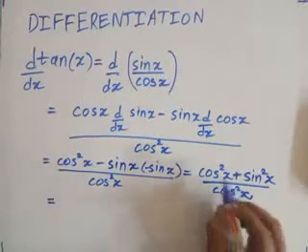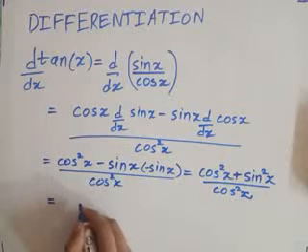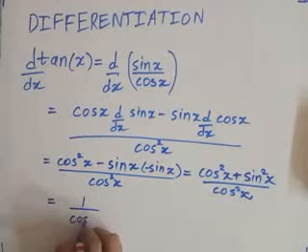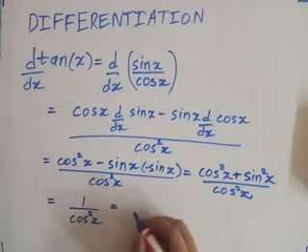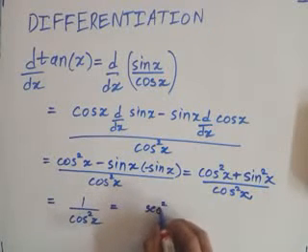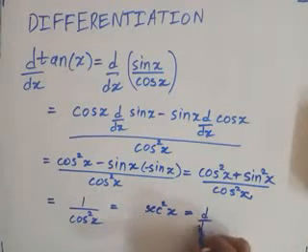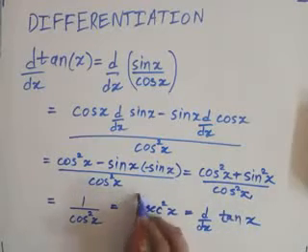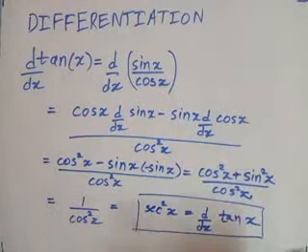And now fortunately for us, this is a famous trig identity, so cos square of x plus sine square of x is equal to 1. So I can just write this as 1 upon cos square x, and since 1 upon cos x is equal to sec x, this can be written as sec square x. And so finally I have that the derivative of tan of x is equal to sec square x. Now let's move on to the other functions.